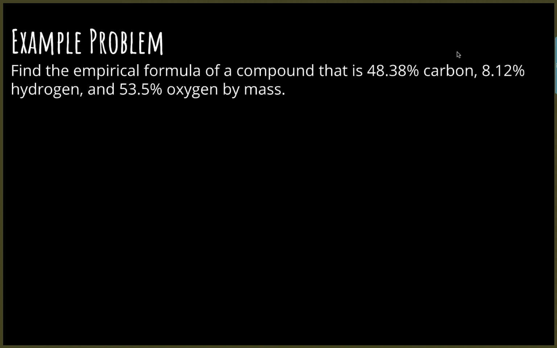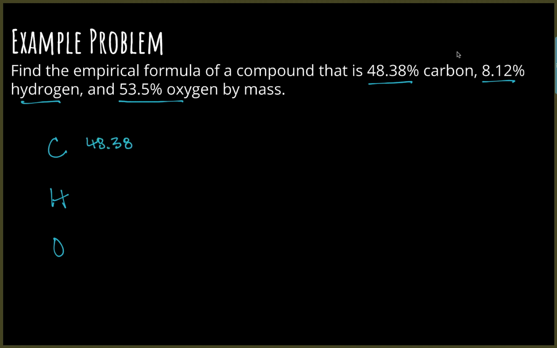Okay, so here's another one. This one says find the empirical formula of a compound that's 48.38% carbon, 8.12% hydrogen, 53.5% oxygen by mass. So again, I'm going to make a list: carbon, hydrogen, and oxygen. So those are the 3 elements that are in that compound.